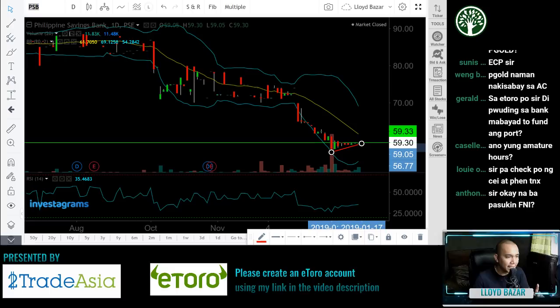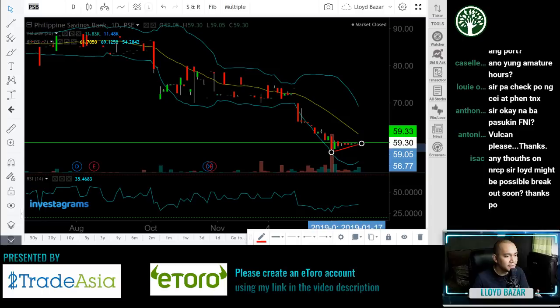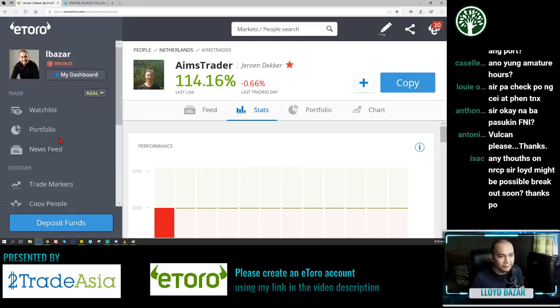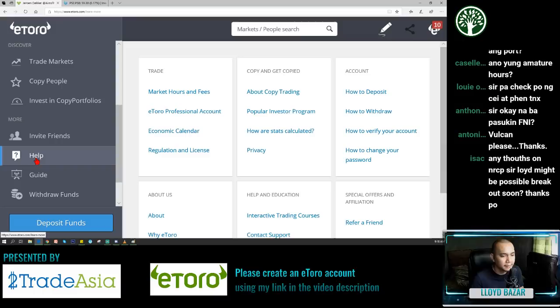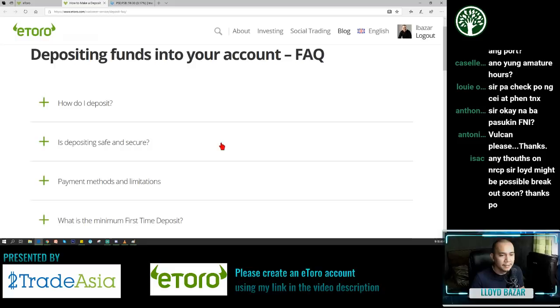Sir, we have a question from Gerald. Sir, sa eToro, di pwedeng sa bank magbayad to fund ang port? Meron po silang bank funding if you want to. Very good question. I'm just gonna go to that for a bit. If you have an eToro account already, just go to here. Punta kayo sa help, and then punta kayo sa how to deposit, and then how to deposit funds here.